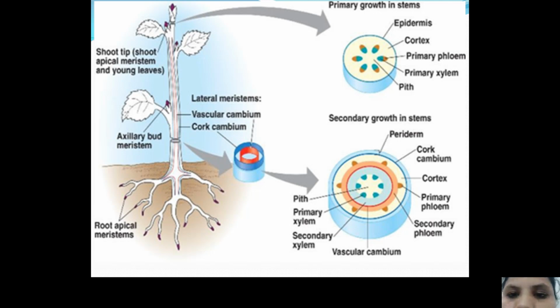And continuing, now we are in the secondary growth in stem, seeing the different layers formed after the secondary growth. See, the secondary xylem and secondary phloem are formed, and also cork cambium is visible. And in place of epidermis, periderm is also to be seen.